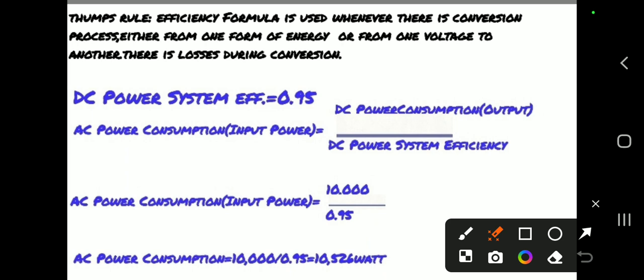So the answer here, the AC consumption, is 10,526 watts. We can see the difference between the 10,000 watts, which is the DC consumption, and the AC consumption. We can see there is a loss of 526 watts, and that is lost to heat, in the form of heat.